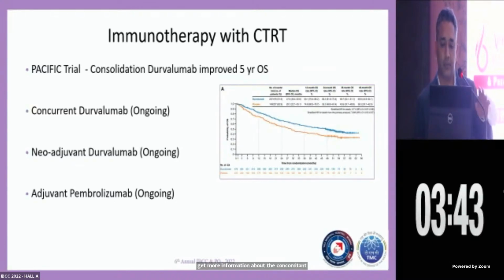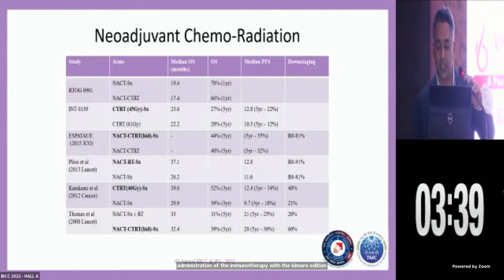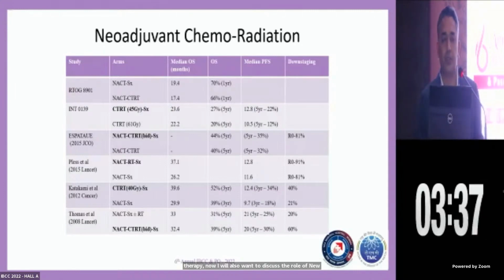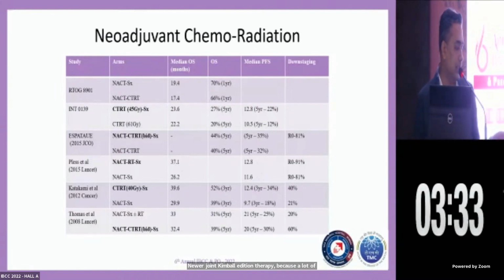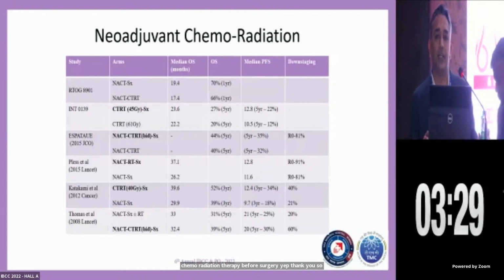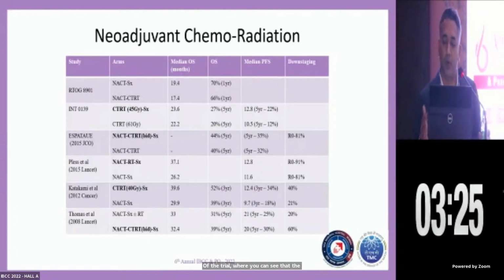the chemoradiation therapy. Now, I also want to discuss the role of neoadjuvant chemoradiation therapy, because a lot of the European institutes do recommend neoadjuvant chemoradiation therapy before surgery. These are the list of the trials where you can see neoadjuvant chemoradiation therapy followed by surgery versus neoadjuvant chemotherapy followed by surgery.